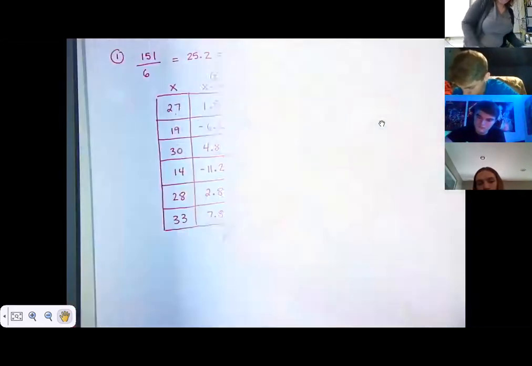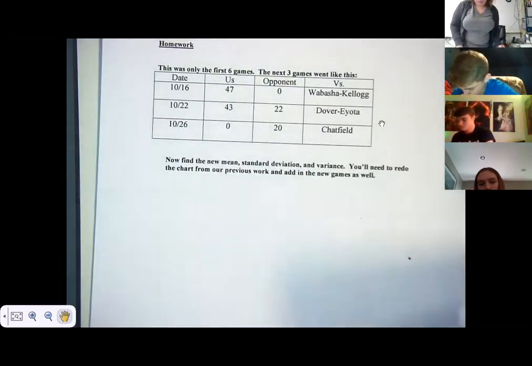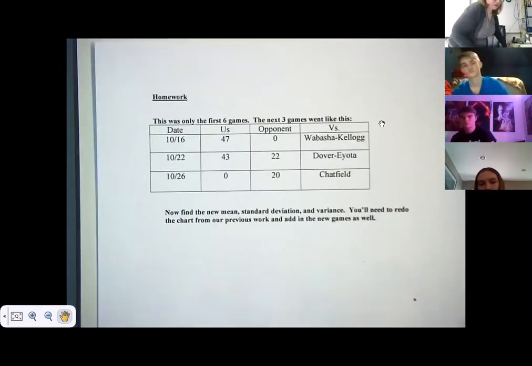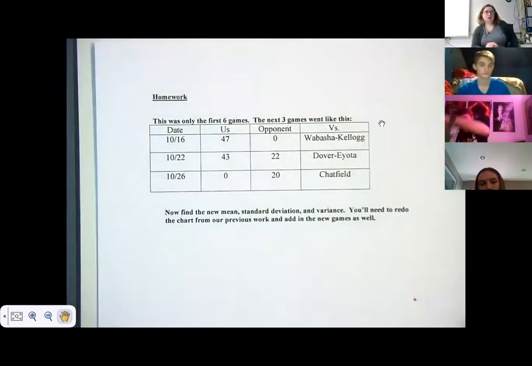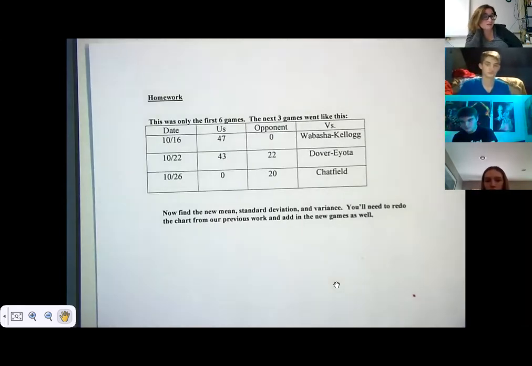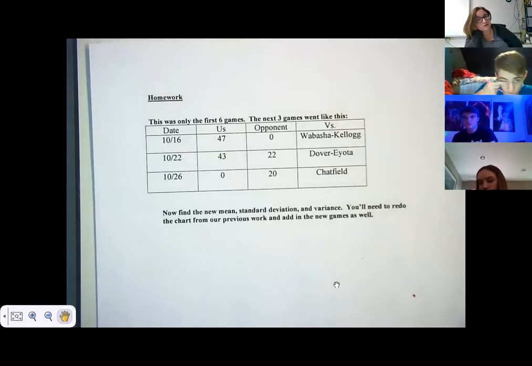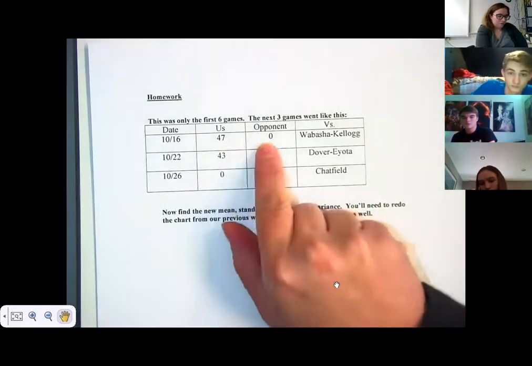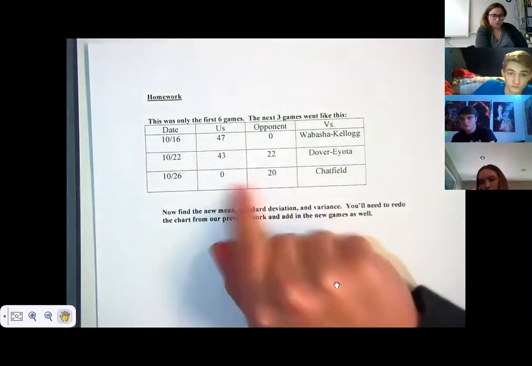Okay, so now we're done with the notes. And now we're going to look at the homework. The homework is actually only one problem, but it's one of these standard deviation problems, so it takes a little while. So I want to talk about it quick. We only looked at the first 6 games. The next 3 games went like this: 47 to 0, 43 to 22, 0 to 20.